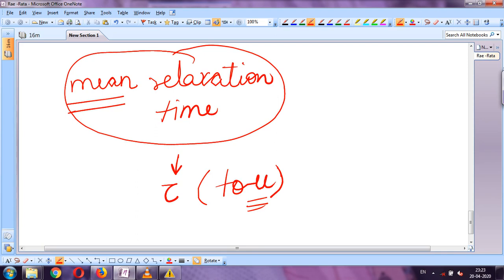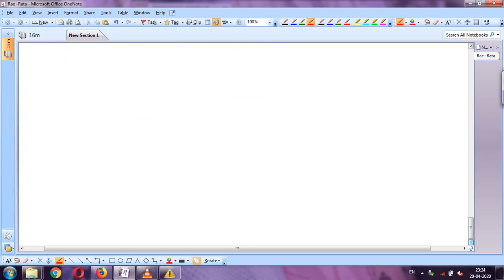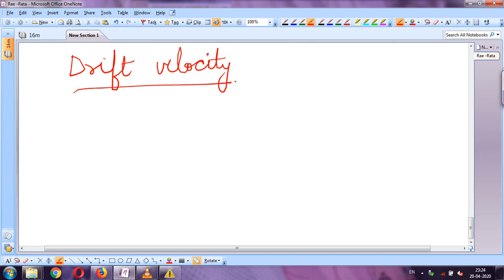After this, there is one more term which you have to understand to understand the origin of resistivity and the motion of charged particles inside a conductor, and that term is drift velocity. Now, what is drift velocity? So children, remember what is drift velocity?